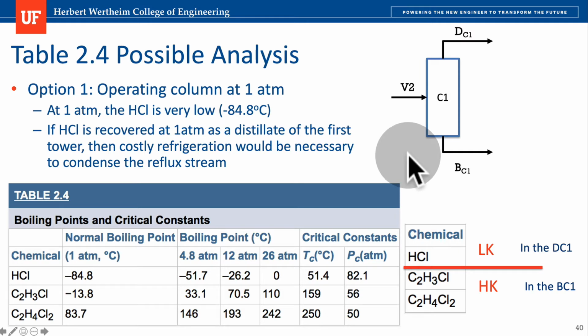So it seems initially like a good idea because overall the column is being operated at 1 atmosphere, so you may be saving some money on the fixed capital investment. However, the cost of manufacturing, which is what you're going to be paying every year, will be drastically affected.